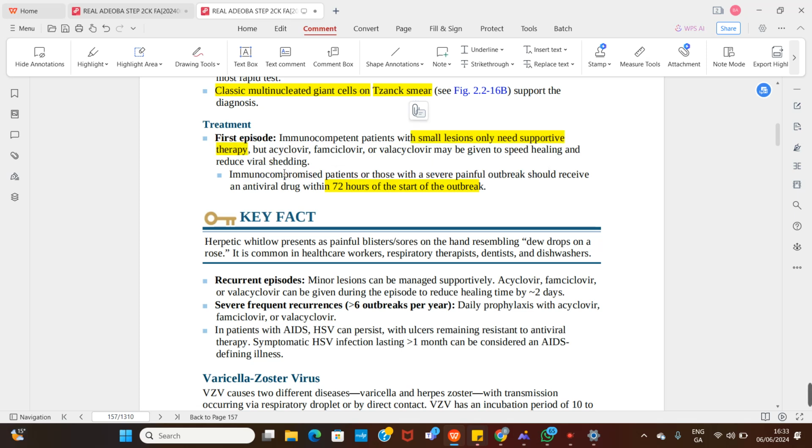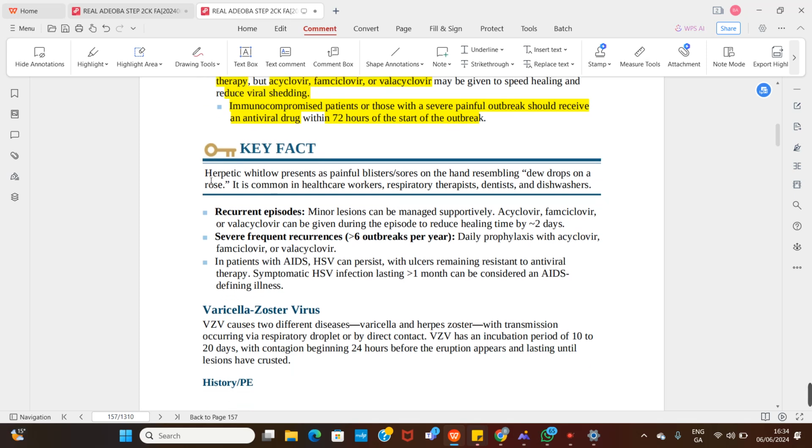But if it's severe or large enough and you feel that you need to speed up that healing, give your valacyclovir, famciclovir, or acyclovir to speed up the healing and reduce the viral shedding. If they are immunocompromised, you need to give your antiviral drug, especially within 72 hours of the start of the outbreak. That's when they are most effective to speed up the healing and limit shedding. If you give it outside this time, it's not very effective.